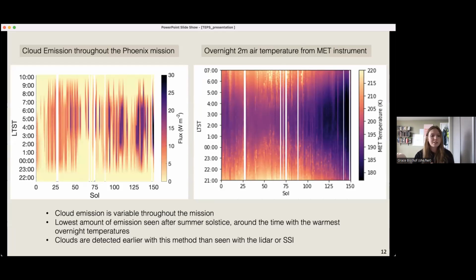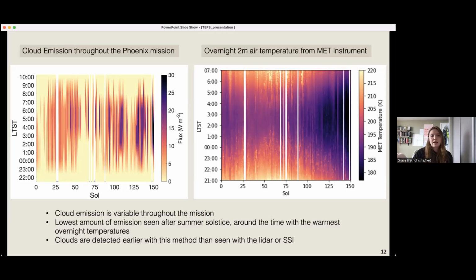We can see that the lowest amount of cloud emission occurs just after summer solstice, and this is on this plot here on the right, around the time when there are the warmest overnight temperatures. And when clouds are forming during this time, they're forming during the coldest part of the night, which makes sense. If it's not cold enough, then clouds can't condense and form.